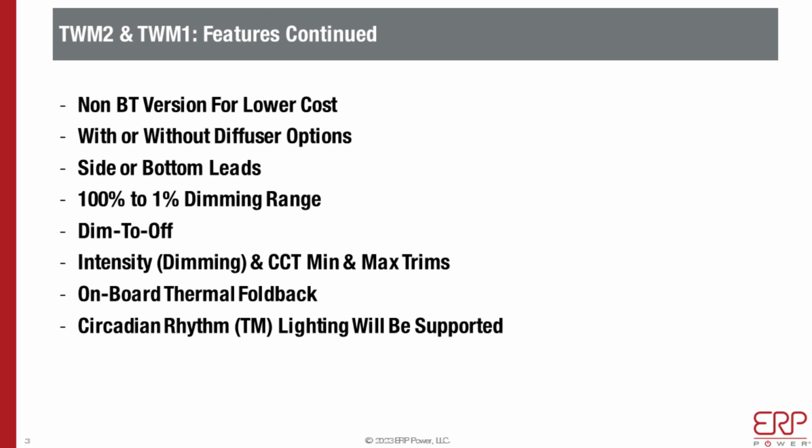And there is another feature that we offer in the app that you can set trims. Aside from the maximum setting, you can even set the minimum. So you could define basically a range of CCT and intensity. There is an onboard thermal foldback, so you can't burn it even if your thermals are not good. It's going to fold back and reduce the current such that it'll cool off. Later on, we're going to offer circadian rhythm. We have the hardware already there, and we just have to develop the app for it.